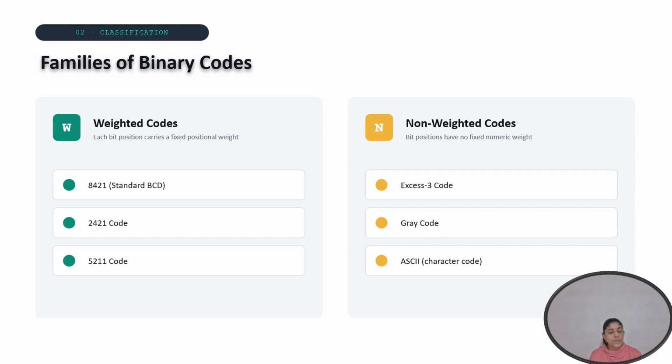So the examples of weighted code, that is a standard code already you know, that is 8421 code. This 8421 code is not only used for hexadecimal conversion, we are also using it as a standard binary coded decimal, BCD. Next is 2421 code. Next it is 5211 code. If you consider the non-weighted codes, XS3, gray code and ASCII. ASCII is nothing but a character code.